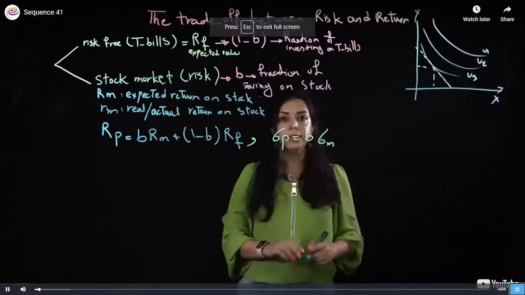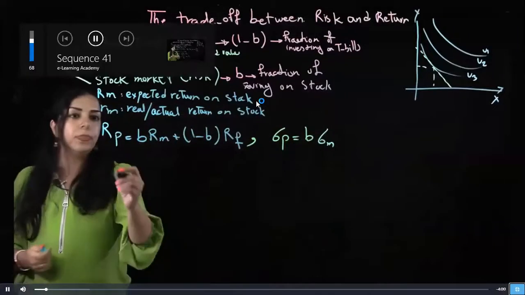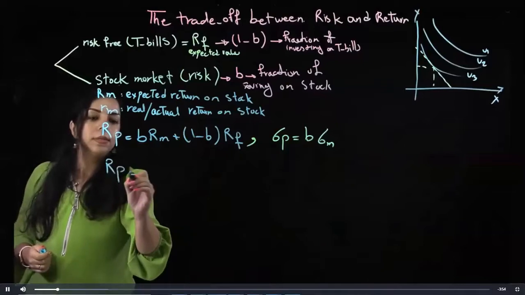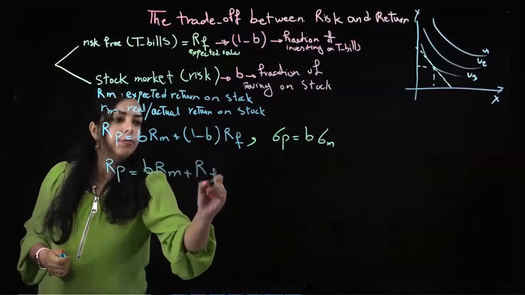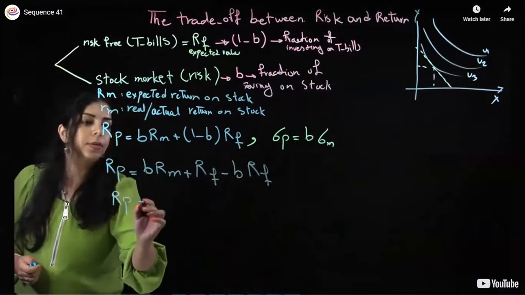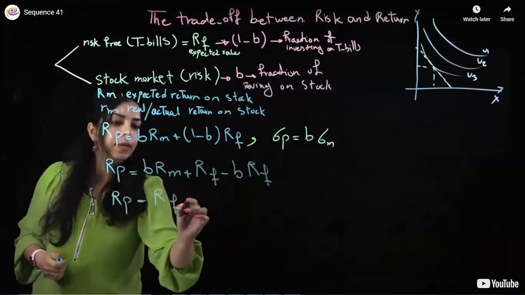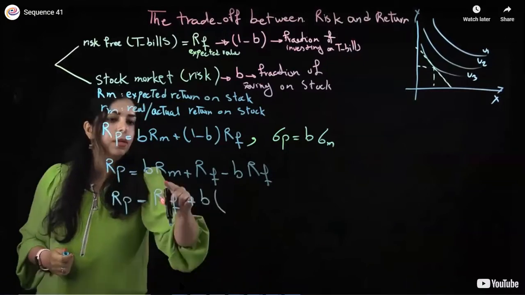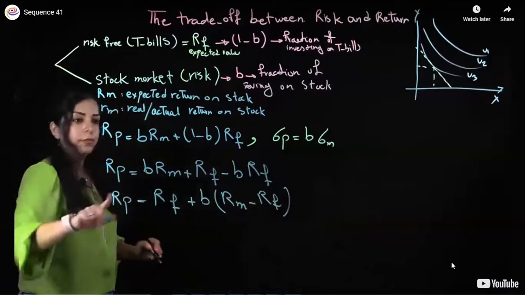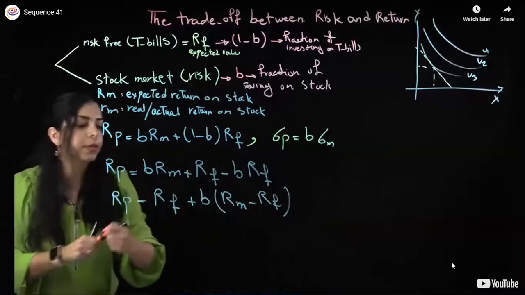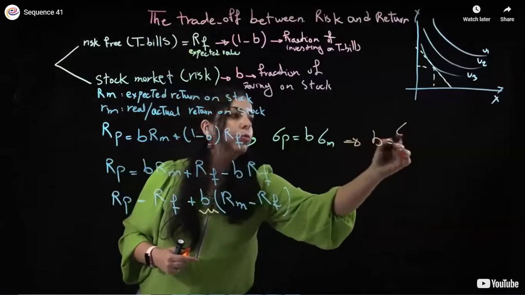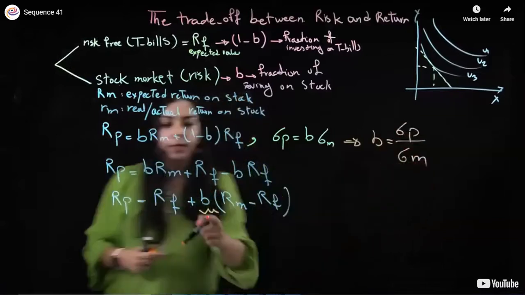Now that we calculated this part, I want to open up this. So let's see that. I'm just opening this part. Minus B Rf, and then Rp is equal to, I keep Rf here, plus B times Rm minus Rf. So it's the same thing, exactly like here, I just opened it up. Then instead of B here, I can calculate B from this formula. B is equal to this, and then I replace it here.